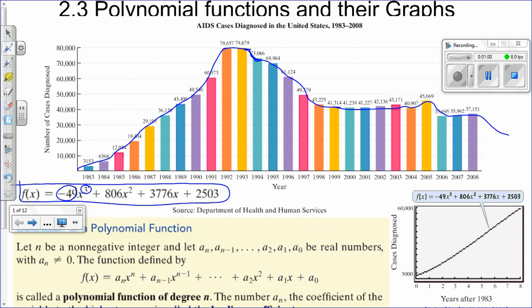And before you ask, yes, this is a real graph, and it represents the 8 cases diagnosed in the United States from 1983 to 2008. The source is the Department of Health and Human Services, and the data goes from year 1983 to year 2008. You could see that the graph is increasing, and then after year 1993, it starts decreasing. Maybe there's a slight increase here, and then it decreases again. So that is an example of a polynomial.